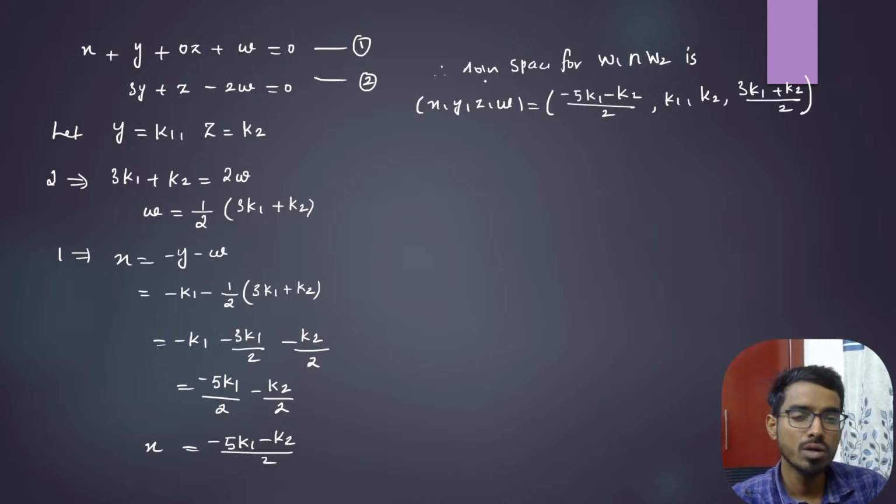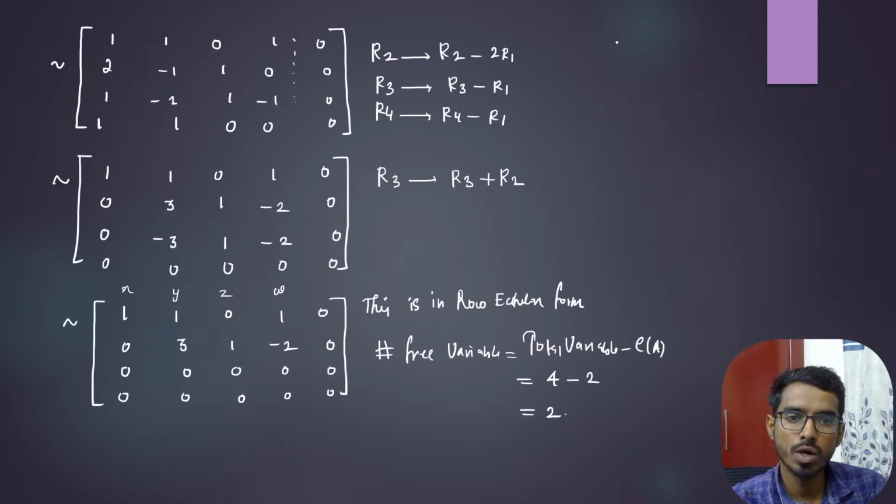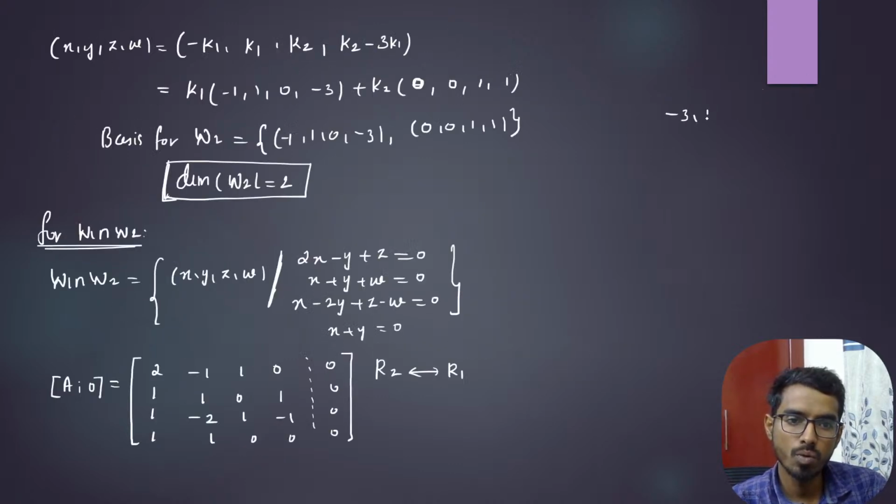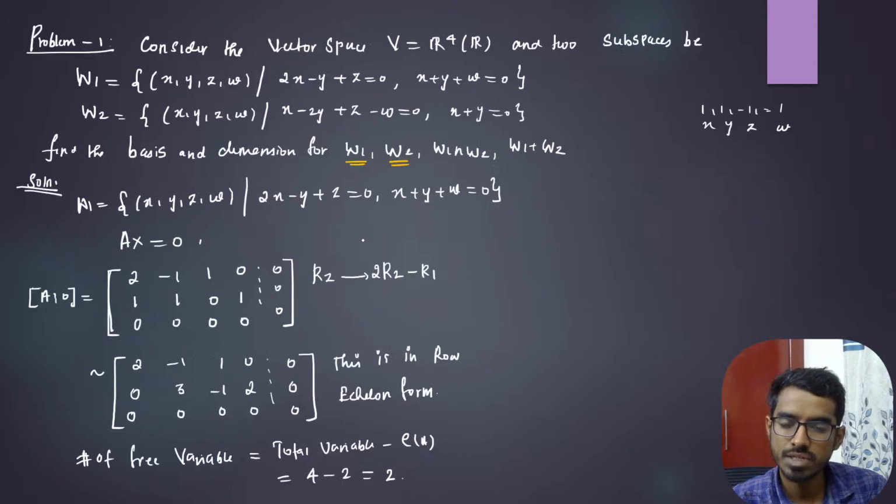You can check this out. If I take k1 and k2 both to be equal to 1, you will have the solution: minus 5 minus 1 is minus 6, divided by 2 is minus 3, then 1, 1, and 3 plus 1 is 4, 4 by 2 is 2. So minus 3, 1, 1, 2. Let us see if it satisfies all four equations. 2 times x minus y plus z, is it correct?